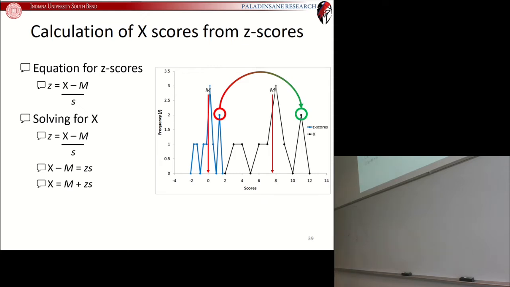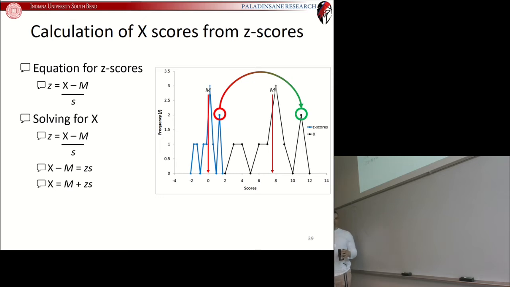of your distribution. So whatever your original distribution was, if you want to recover a raw score in your original distribution, you take the mean of that original distribution and to it you add the z-score, which is the steps of the standard deviation, multiplied by the standard deviation. So it's literally like start at the mean and then take z-score number of steps, and the standard deviation is how big those steps are. So that's how you get the original raw scores from the z-scores.